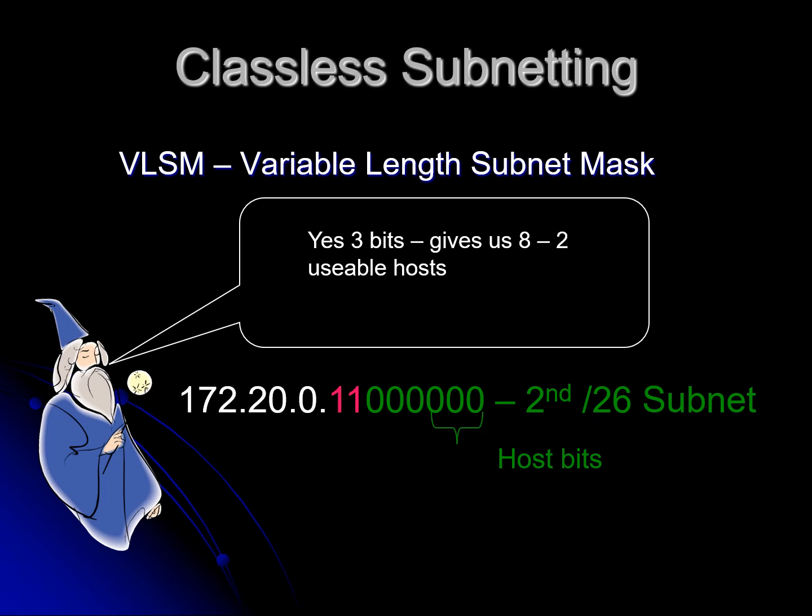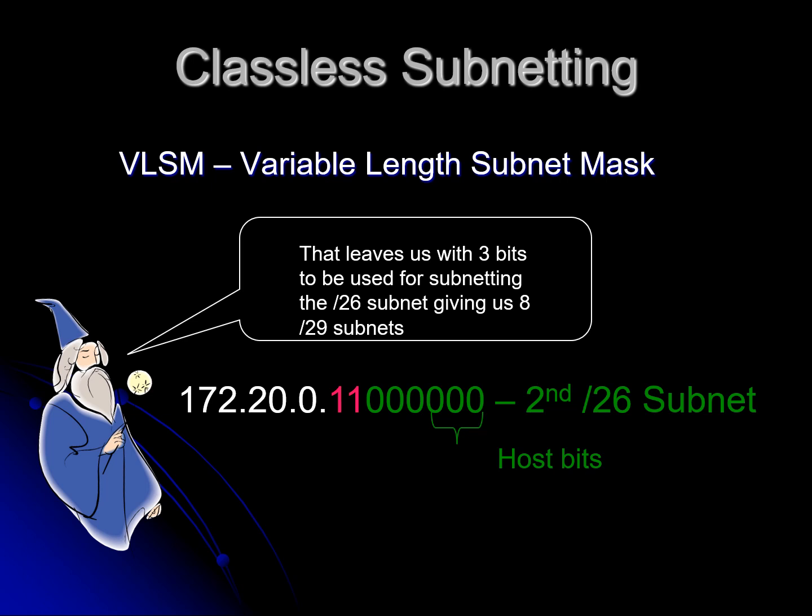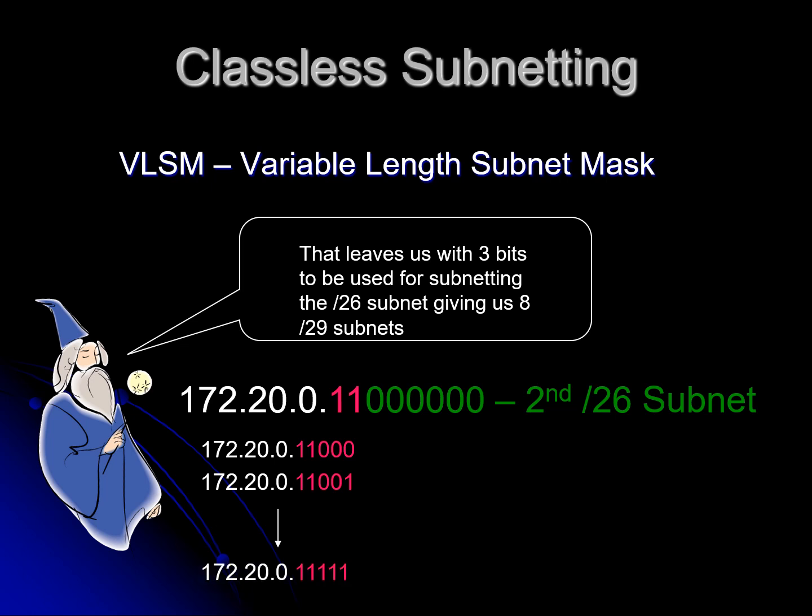So 3 bits will give you 8 minus 2 usable hosts. So this leaves us with 3 bits to be used for subnetting. So remember, we're starting off now with a /26. We've determined that we only need 3 bits to represent the hosts, where you only need 6 host IP addresses. So you have 3 left over to be used for subnetting, a /26 subnet, like so. So we're going to take those 3 extra bits, and this is what your subnets are going to look like. Yeah, all the way through to that.